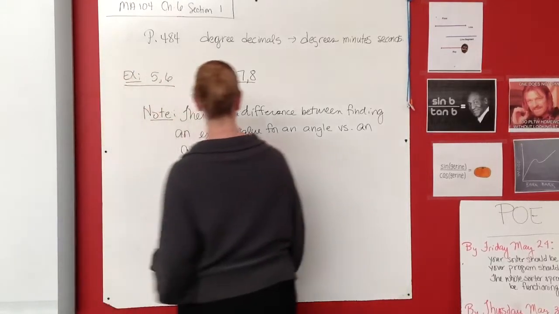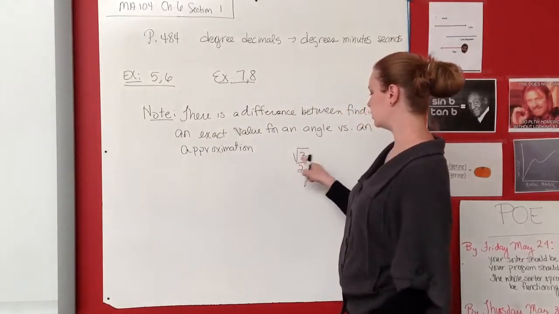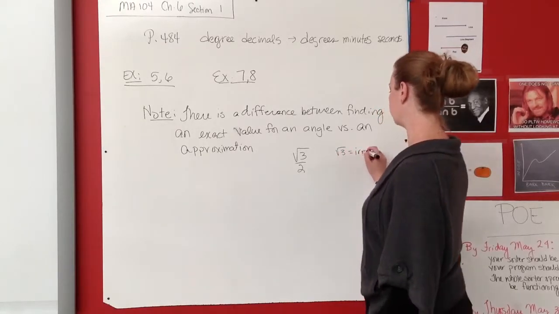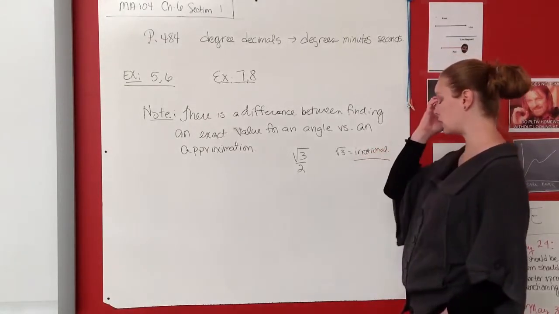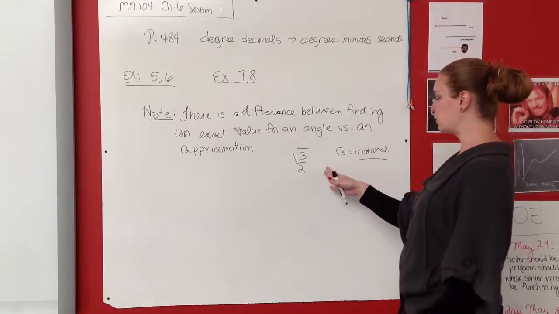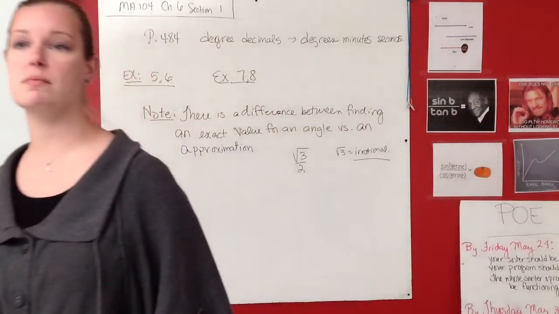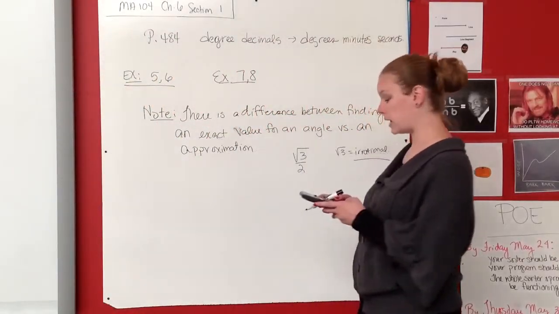For example, if you had some value like the square root of 3 over 2, notice that the square root of 3 is an irrational number. And if you remember the definition for an irrational number, it's a number that when you find the decimal equivalent goes on forever. It never repeats. So usually what we end up doing is truncating it and finding an approximation.